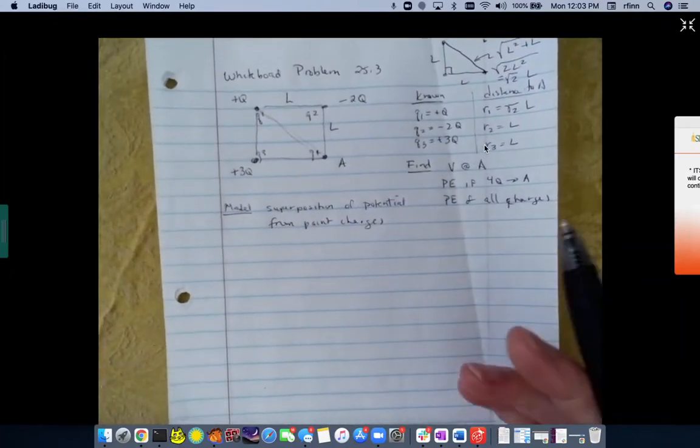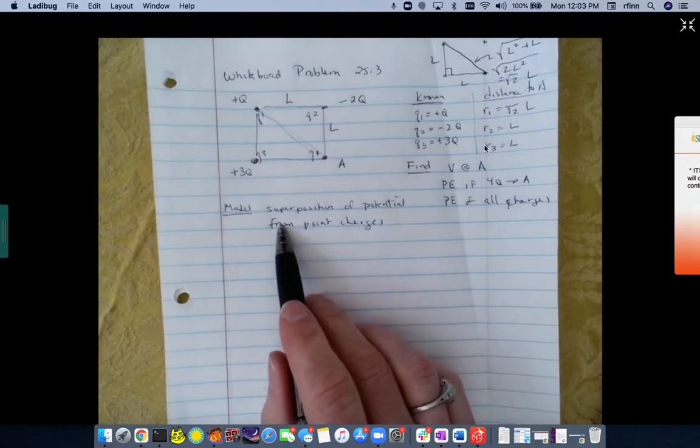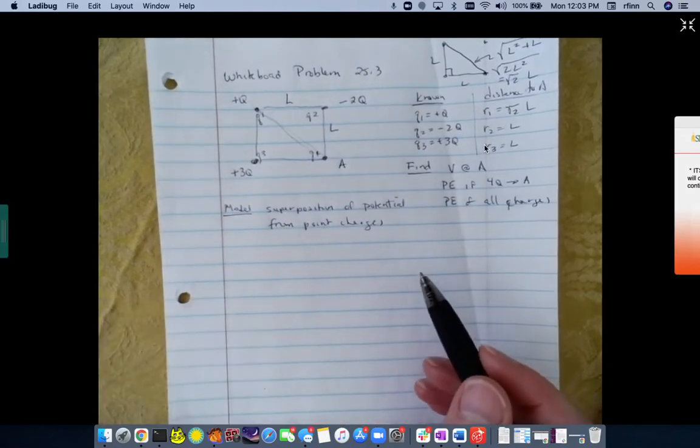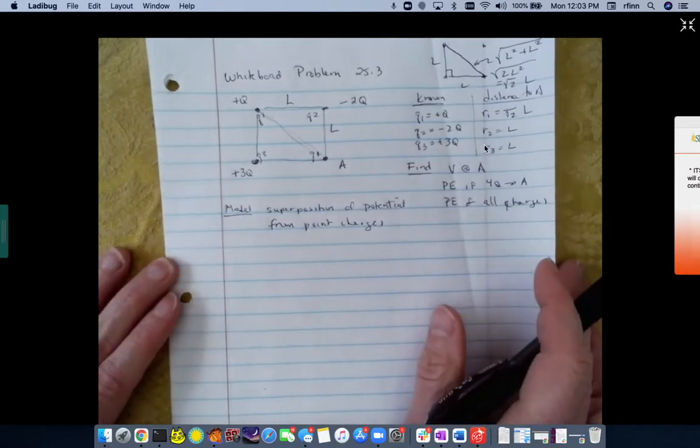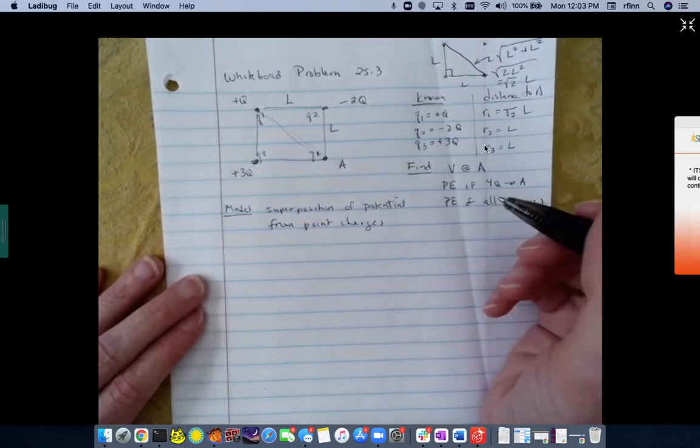And again, how are you thinking about it? What's the model in your head for how you're going to solve this? It's not just pulling an equation because I know this and I need to find this, right? You really want to think about physically what's happening.